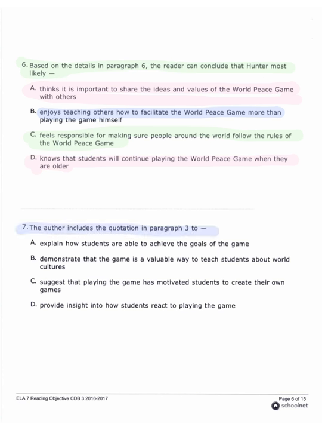Number 7, the author includes the quotation in paragraph 3 to A, explain how students are able to achieve the goals of the game. B, demonstrate that the game is a valuable way to teach students about world cultures. C. Suggest that playing the game has motivated students to create their own games. D. Provide insight into how students react to playing the game. Please proceed to slide 7.